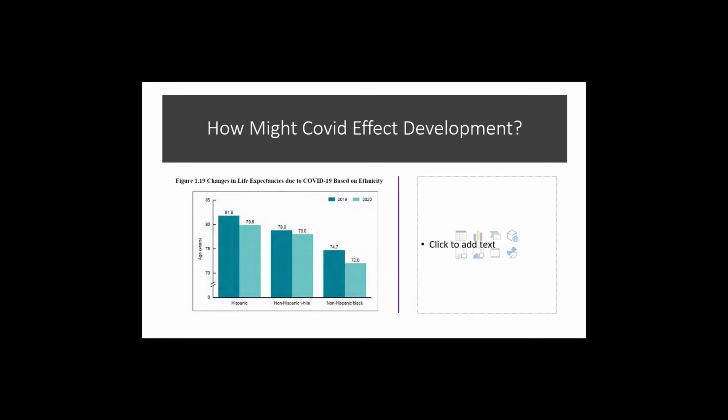So how might COVID affect development? Well, changes in life expectancy due to COVID based on ethnicity. And you can see, obviously, when an estimated 1 million people die, life expectancy is going to go down. So that's a dramatic example of how the historical period or these large scale traumas harm development. And specifically, certain classes and races are at greater risk of harmful impacts from that trauma, in this case, COVID-19.